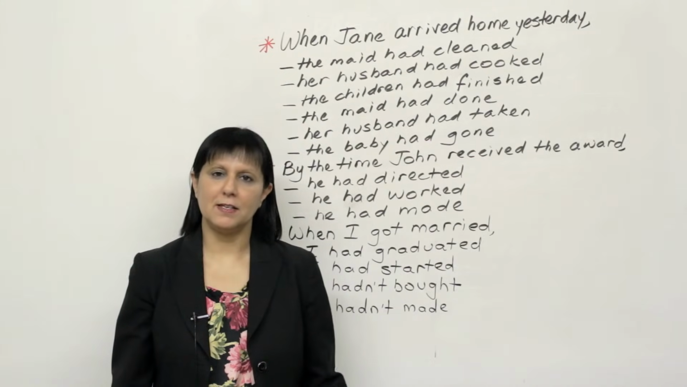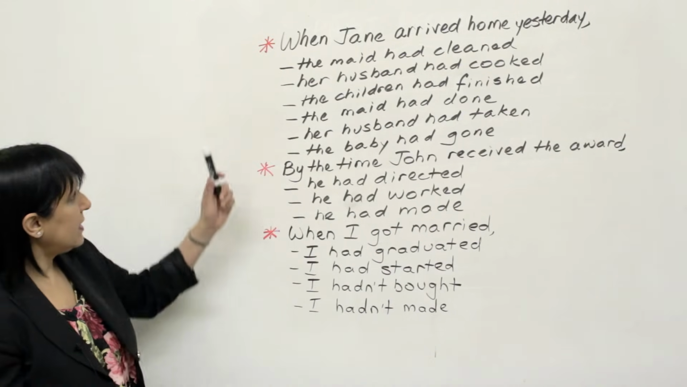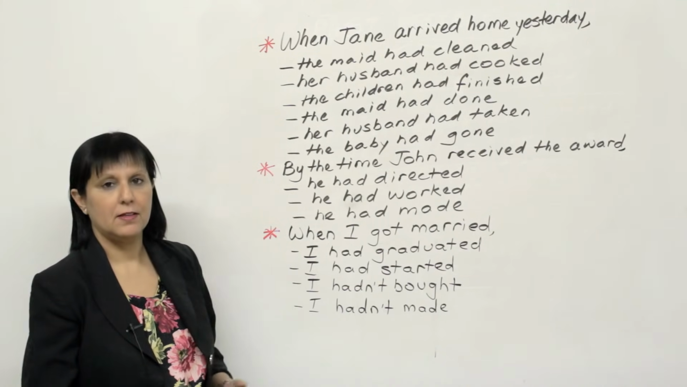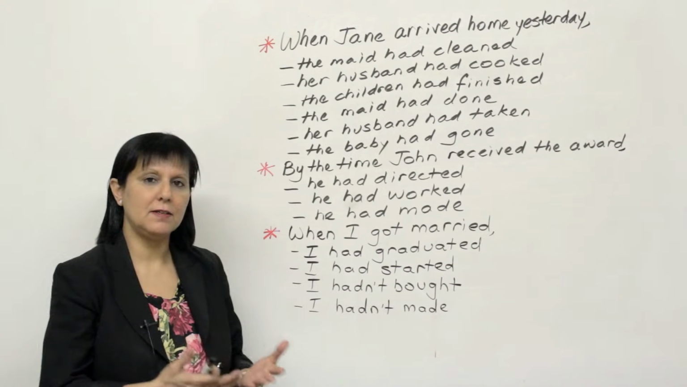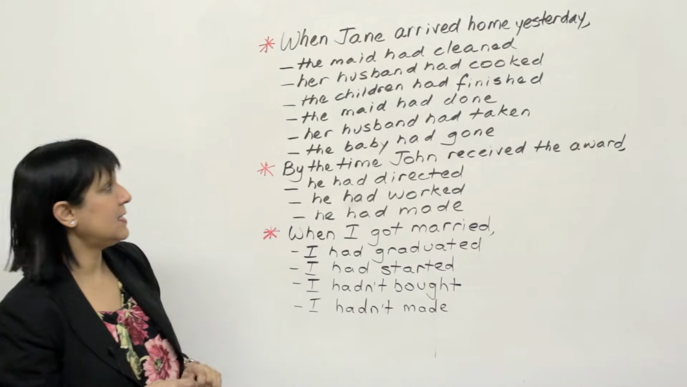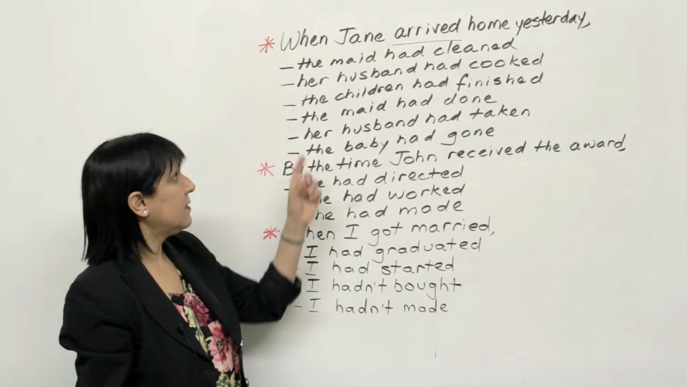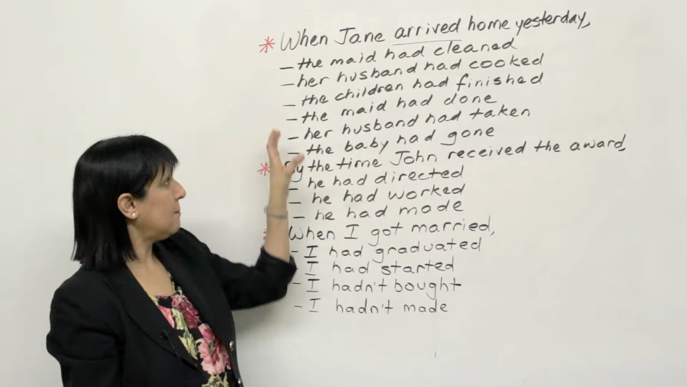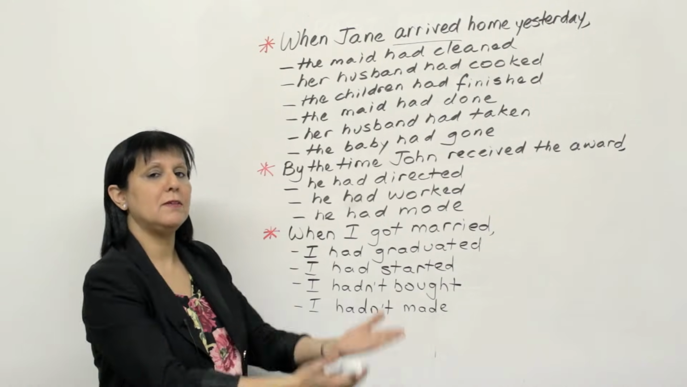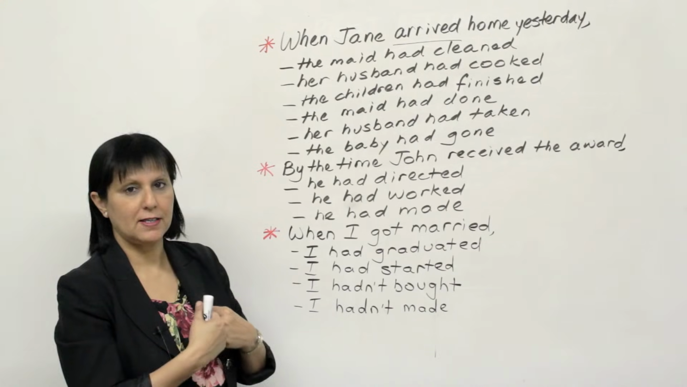Okay, so let's look at some examples now of how we can use the past perfect tense. All right, so when Jane arrived home yesterday, there were several things that had happened before she came home. So in the first part of this sentence here, we said when Jane arrived. That's in the past simple tense. But all the things we're going to say after that, all the things that happened before Jane arrived, we're going to describe using the past perfect tense.